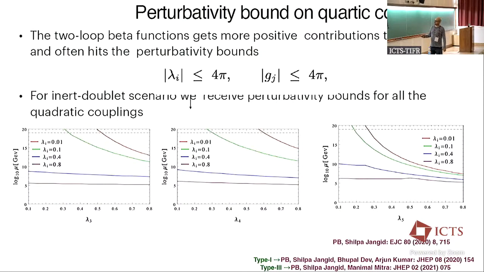Now, this is for the inert doublet. So this is for lambda 3, lambda 4, and lambda 5. And again, this lambda i not equal to 1, because lambda 1 is fixed with the Higgs mass. And if you have 0.01, this dotted line corresponds to Planck scale perturbativity. So you can have Planck scale perturbativity till here, but if your lambda 3 is above, let's say, 0.6 or so, you are compromising on the perturbativity of the lambda i's.